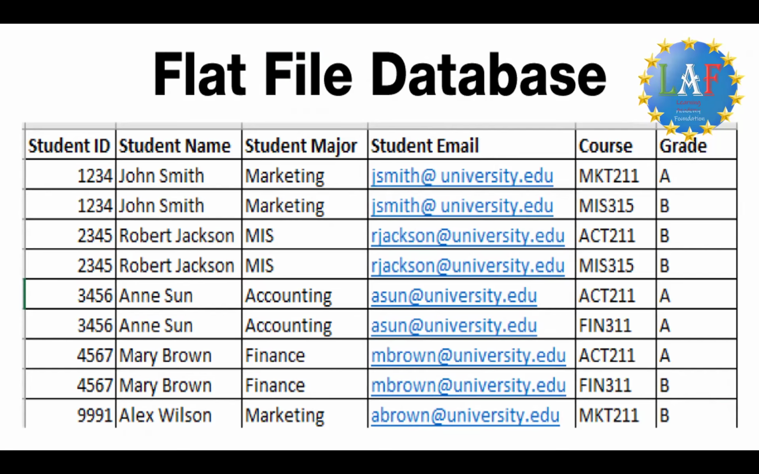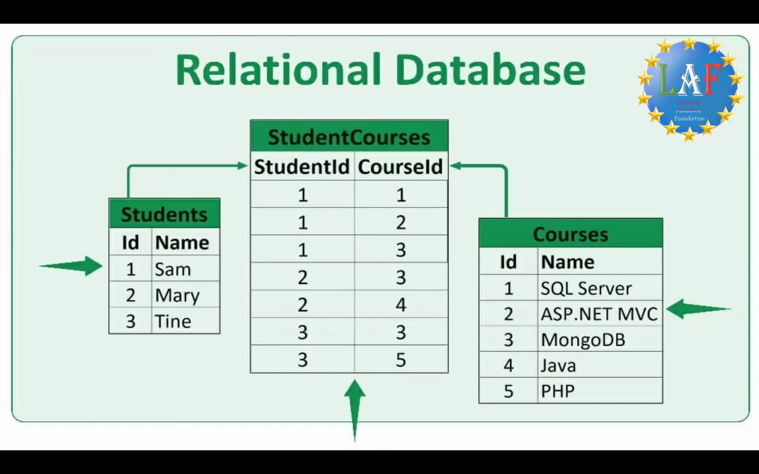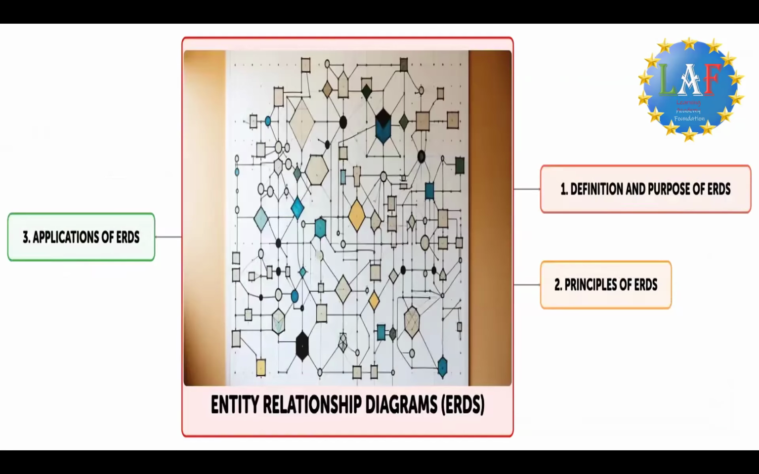Chaos, right? Relational databases, on the other hand, are structured to handle complexity. They store data in multiple related tables, reducing redundancy and improving integrity. Systems like MySQL, PostgreSQL, and Microsoft Access fall into this category. They are the backbone of scalable, secure data management. To design a relational database, we use entity relationship diagrams to map out how data entities relate to one another.